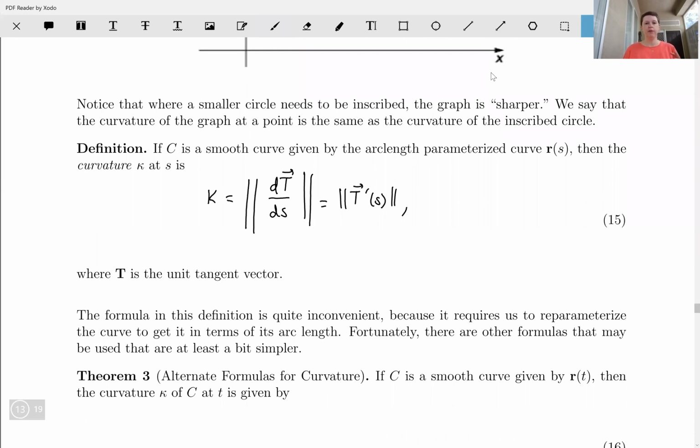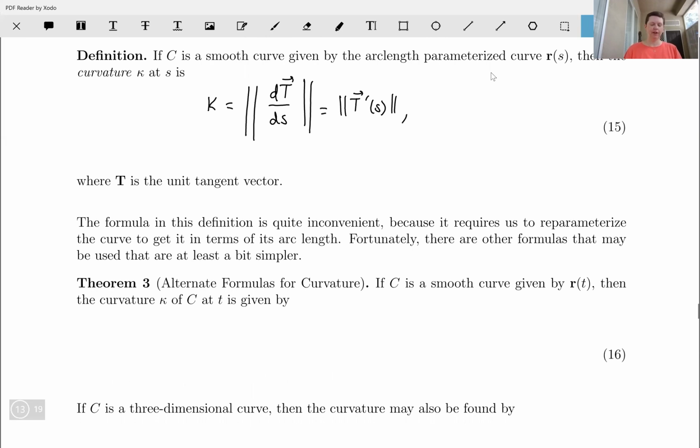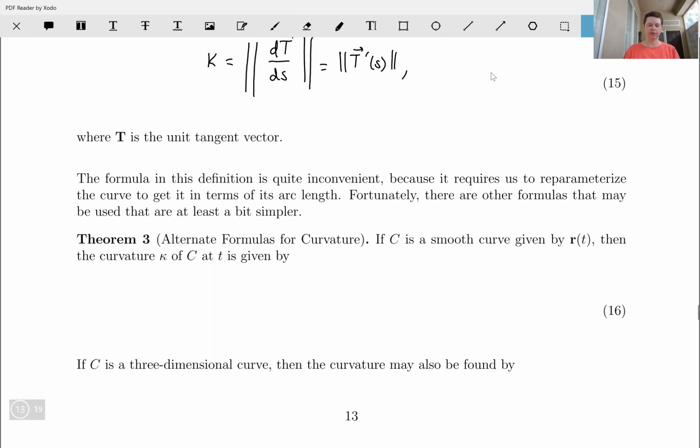So we have a few things to think about if we're using this formula. This formula is kind of inconvenient, because we have to pre-parameterize the curve to get it in terms of its arc length. But fortunately for us, there are other formulas that are at least a little bit simpler. So let's look at some alternate formulas.